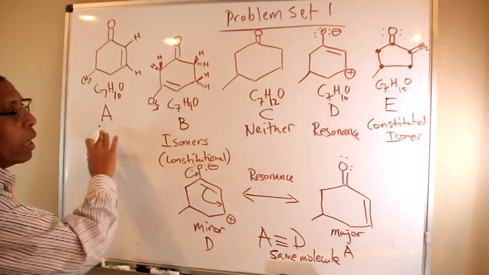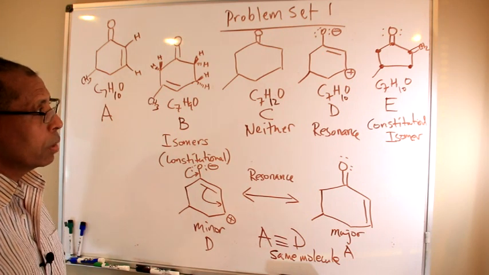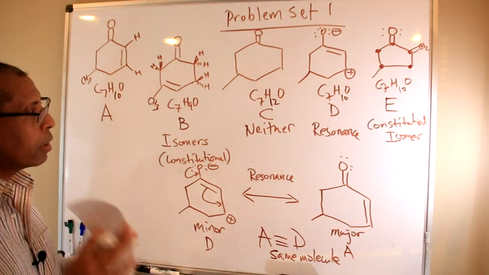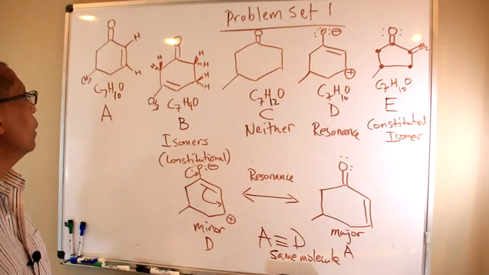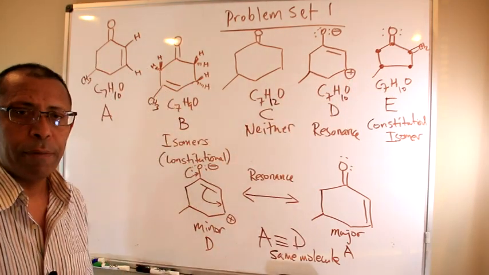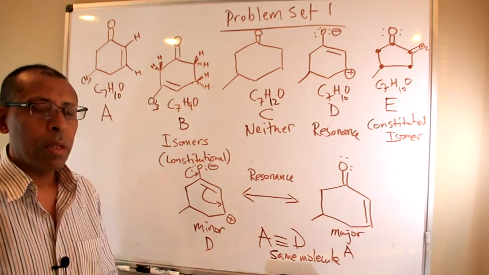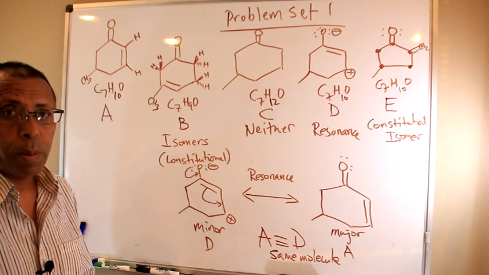Compound A and compound E are not related as resonance, but since they have the same molecular formula, they are related as constitutional isomers. They have different physical and chemical properties. So we'll continue to the next problem.